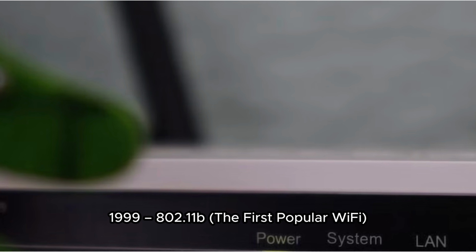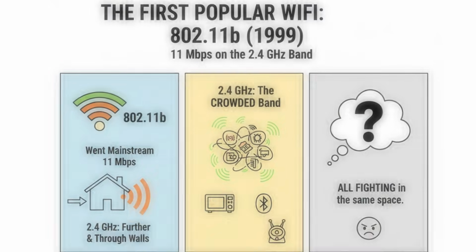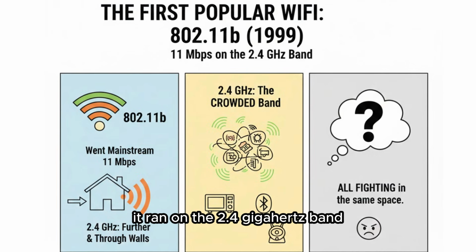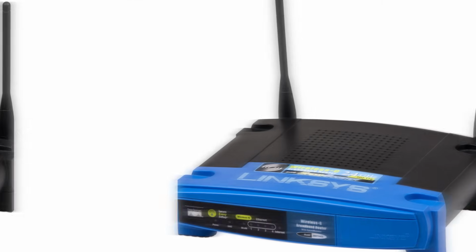1999, 802.11b, the first popular Wi-Fi. This is when Wi-Fi went mainstream. It ran on the 2.4 gigahertz band and hit 11 megabits per second. 2.4 gigahertz travels farther and passes through walls better, but it's crowded. Microwaves, Bluetooth devices, baby monitors, all fighting in the same space.